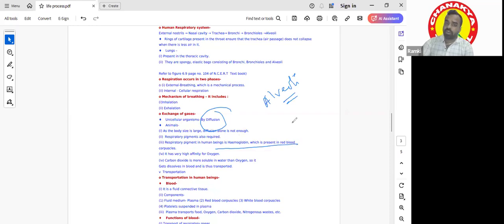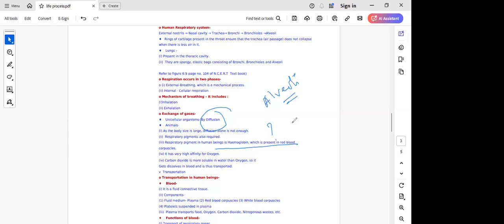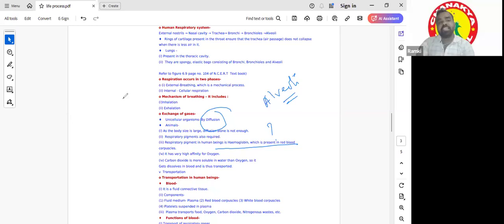hemoglobin. What is called hemoglobin, ma'am? The red respiratory pigment. Why is it biconcave in shape? That is also a previous year question. Why is the hemoglobin biconcave in shape?